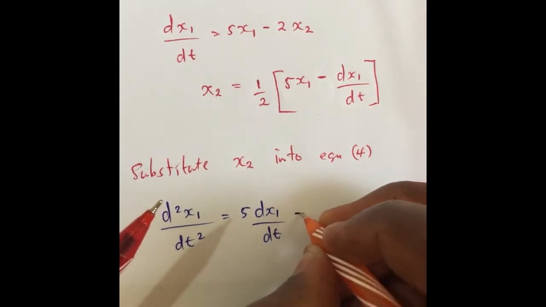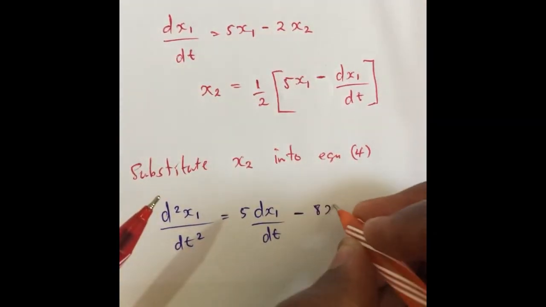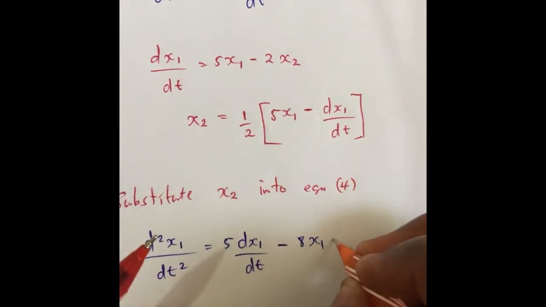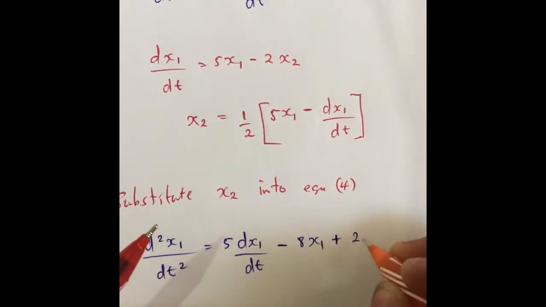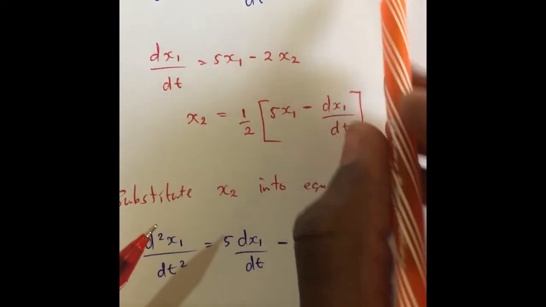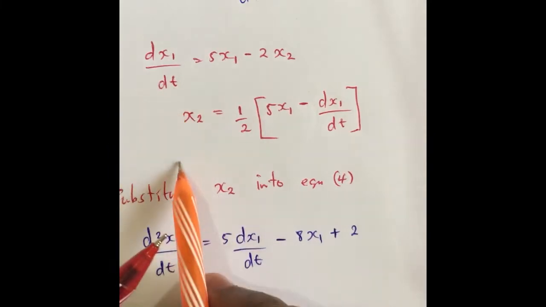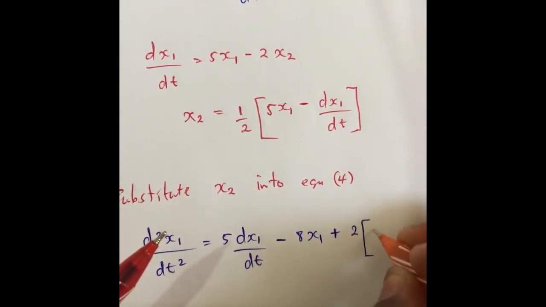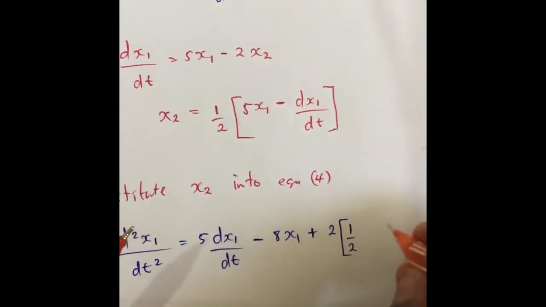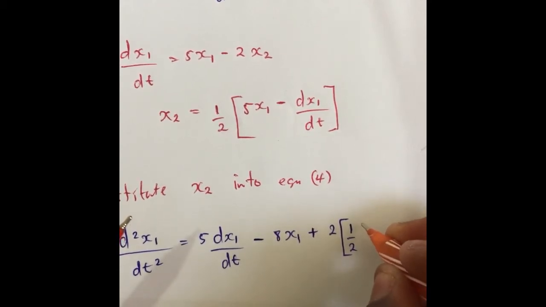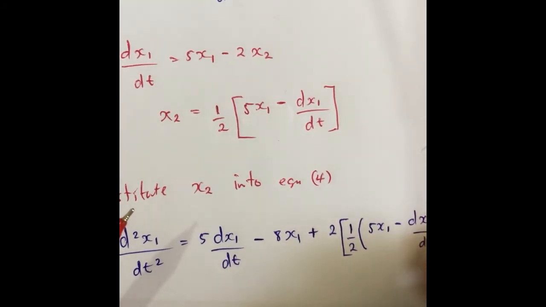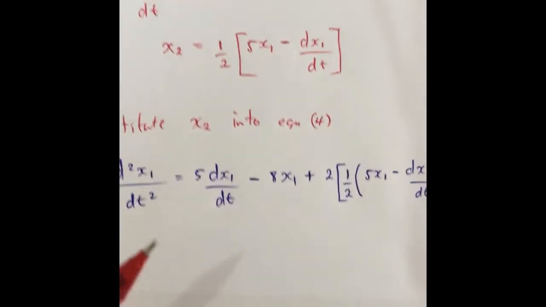Now, at this point, we write minus 8x1. Now plus, remember x2 is this one, but we obtained our x2 as this. Now we substitute. Doing some substitution, we'll have that into 5x1 minus dx1 over dt. Is that right? That's right so far. So far so good.